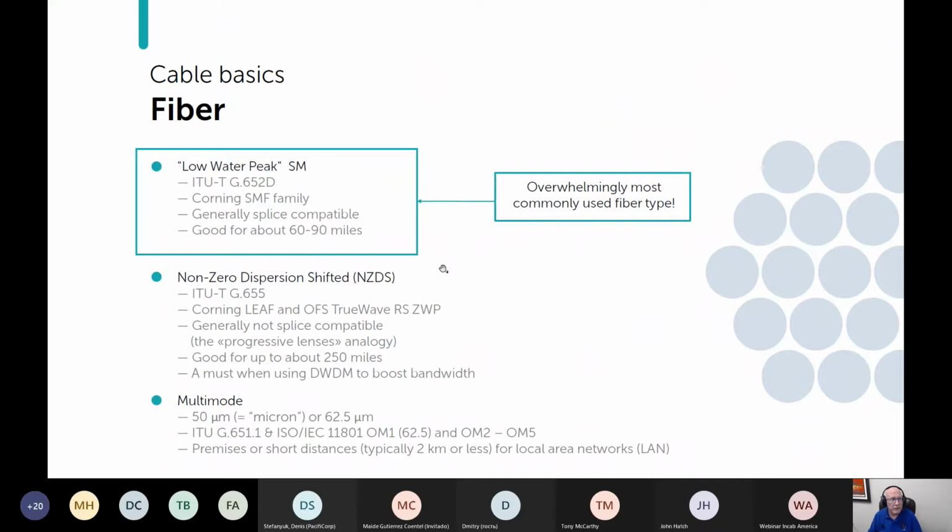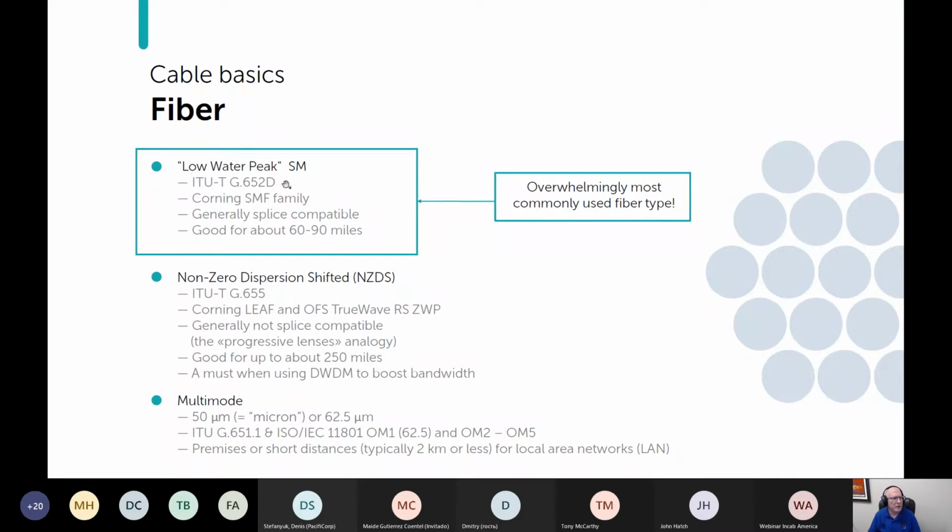Those are, first up, fiber. So there are lots of different fibers that are available today, but with ADSS, and incidentally also with OPGW and the electric utility industry, the overwhelmingly most commonly used fiber is low water peak single mode fiber. That's just what it's known as.